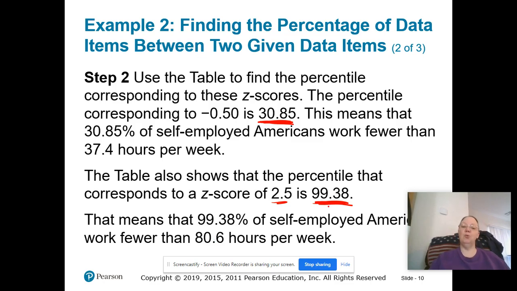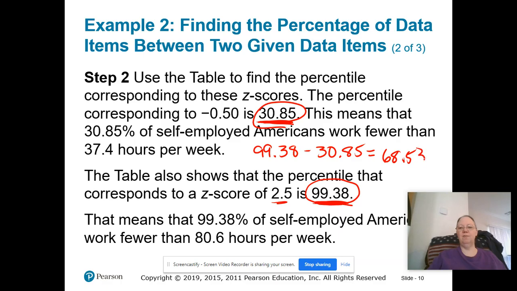But we want to know between. So we're going to take our larger one and we're going to subtract our smaller percentile. 99.38 minus 30.85. And we get 68.53.